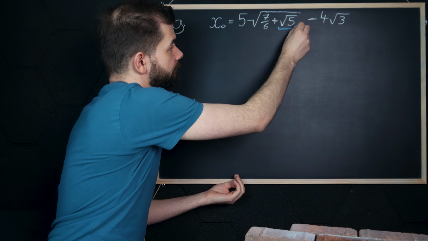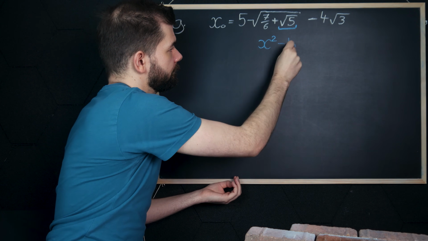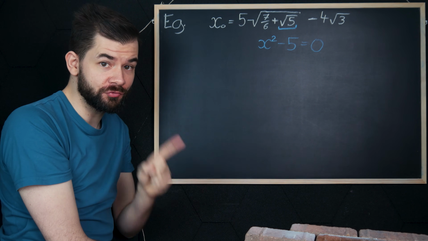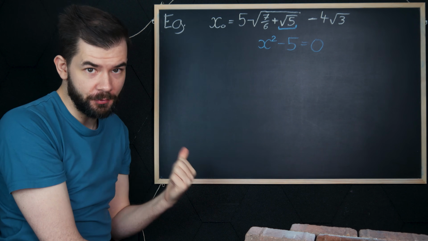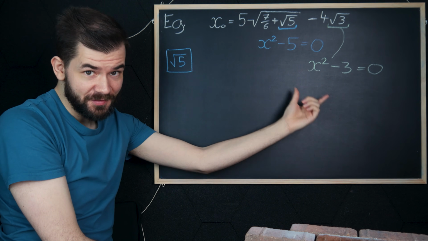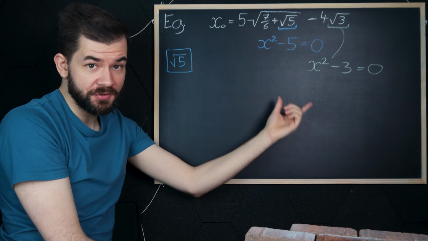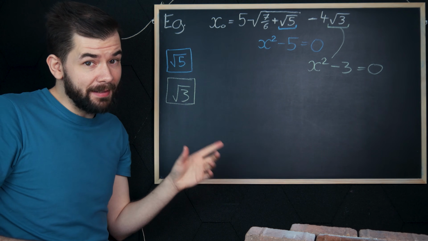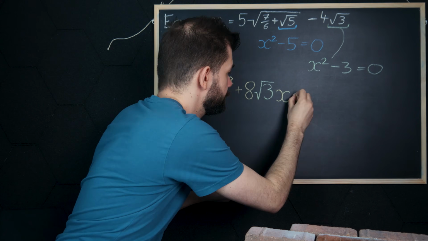So square root 5 is the solution to this quadratic. As the solution to a quadratic with rational coefficients, it's a constructible number and we can use it in the future. Similarly, root 3 is a solution to this quadratic. And again, as a solution to a quadratic with rational coefficients, it's a constructible number and we can use that in the future. And now I claim that our number is the solution to the following quadratic.